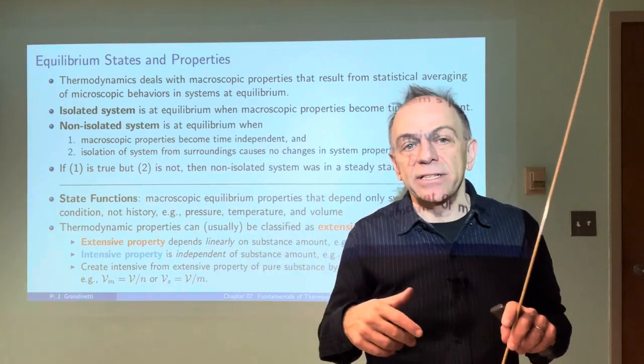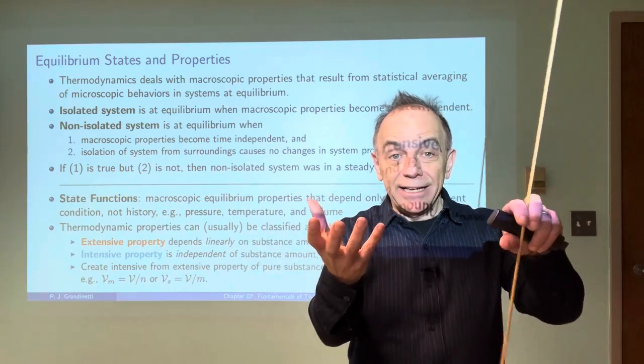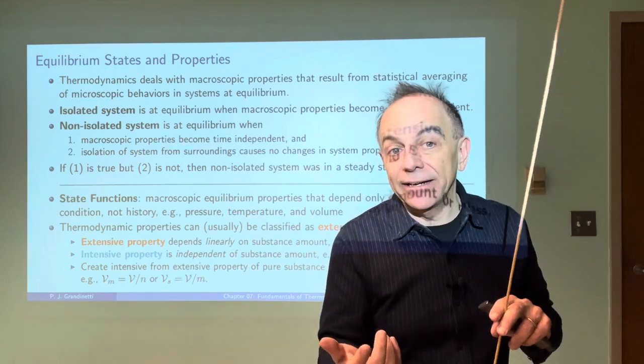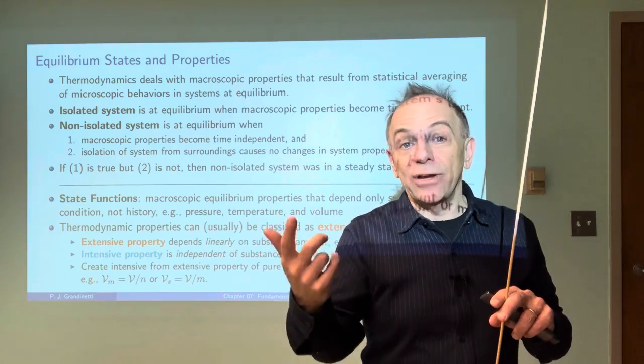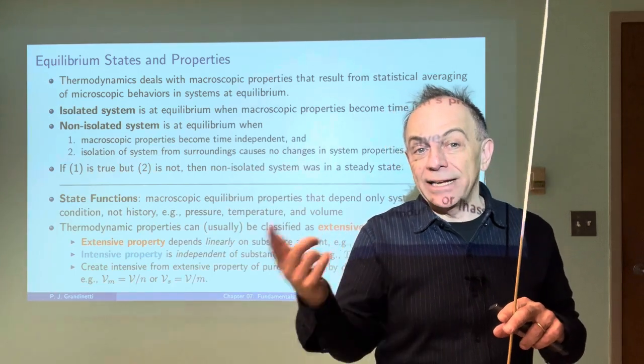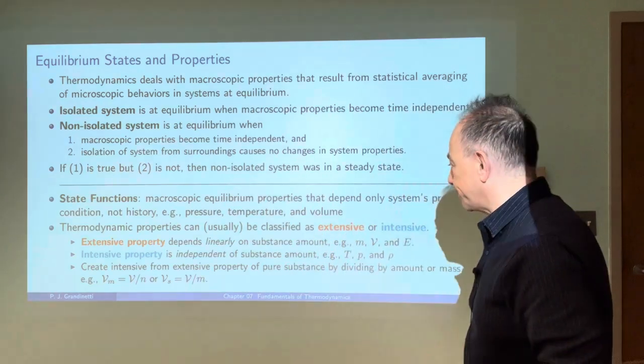neither intensive nor extensive. So for example, if I had two cubes, and I brought them together and I made a rectangular cuboid, the surface area is going to increase, but it's not going to double. So surface area is actually a property that's neither intensive nor extensive.